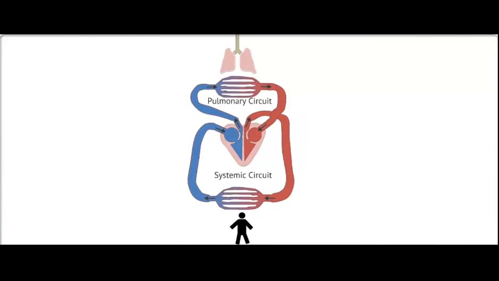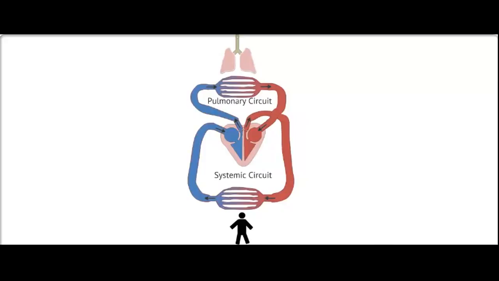The chambers on the right side of the heart pump the blood to the pulmonary circuit, which eventually leads to the chambers on the left side of the heart. The left side of the heart has chambers which pump blood to the systemic circuit, which eventually returns the blood to the right chambers.